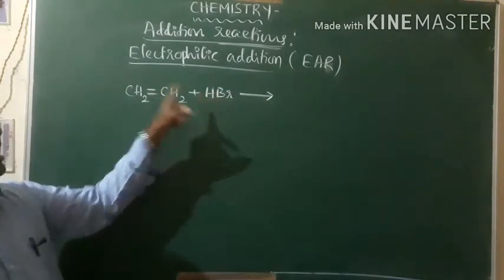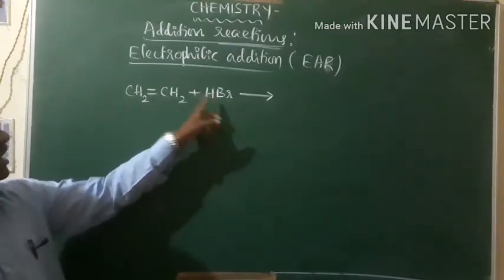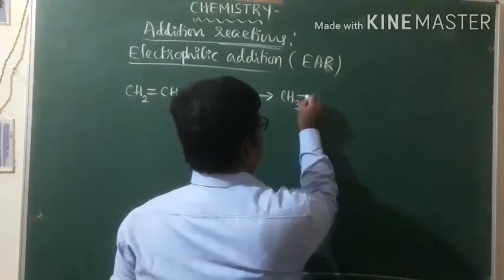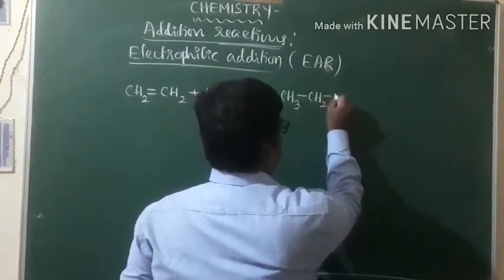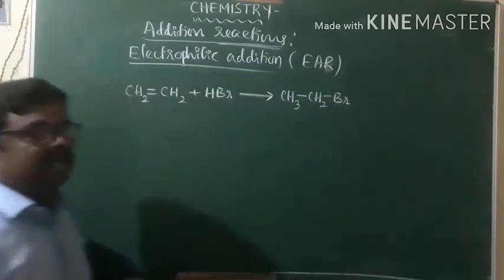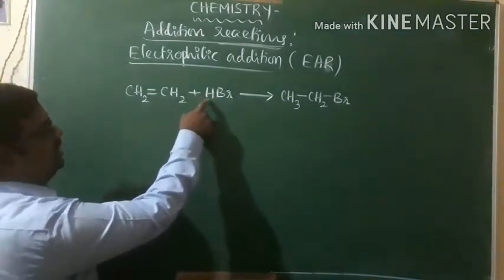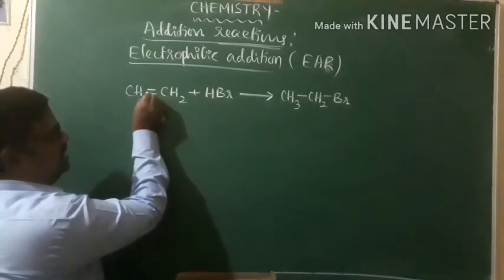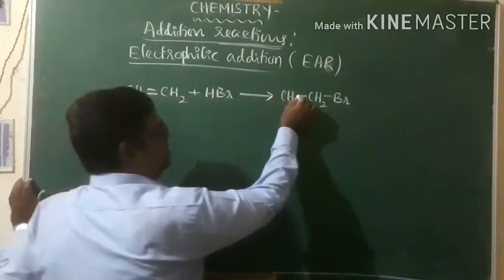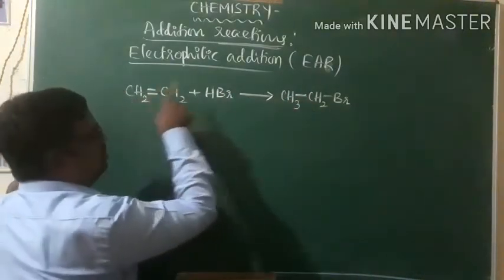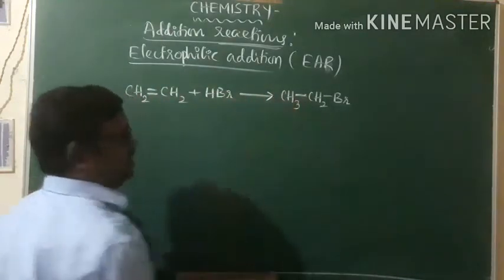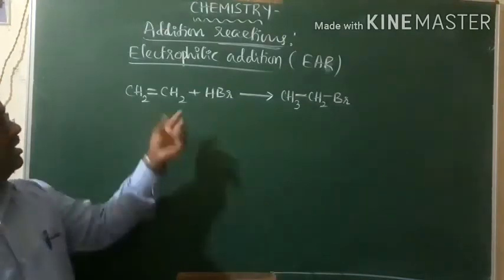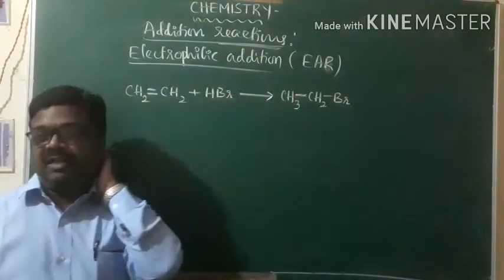When HBr, hydrogen bromide, is added to ethene, you are going to get CH3-CH2-Br. What exactly happened here? One hydrogen is added to one CH2 group and a bromine atom is added to the other, and the result is that the carbon to carbon double bond is converted into a carbon to carbon single bond. That particular observation you have to make. So this is what we call an electrophilic addition reaction.